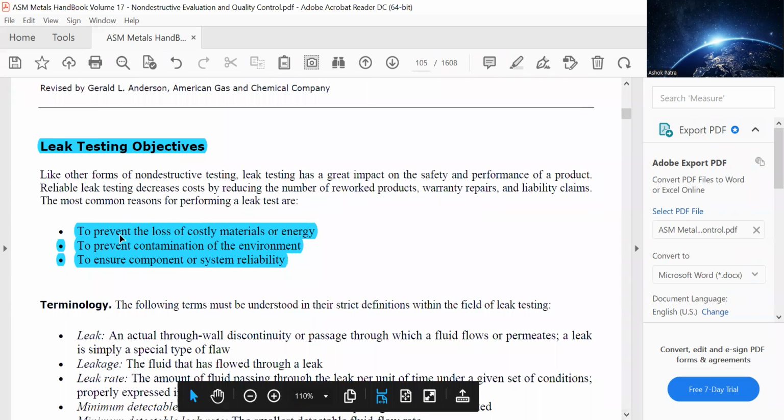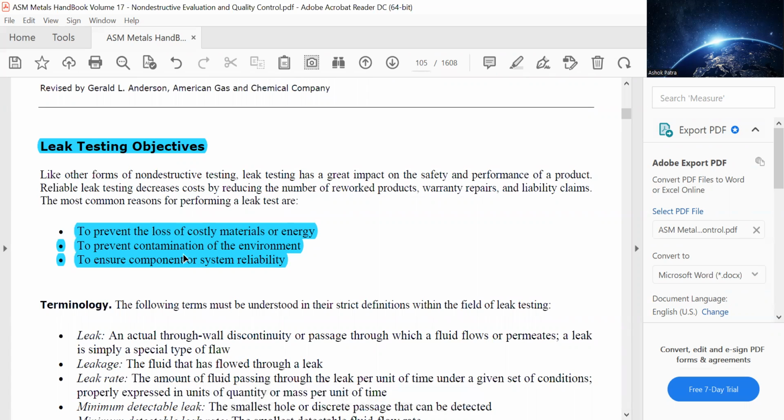Leak testing objectives: to prevent the loss of costly material or energy, to prevent the contamination of the environment, to ensure component or system reliability.